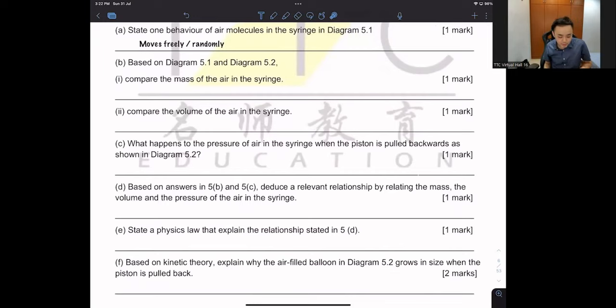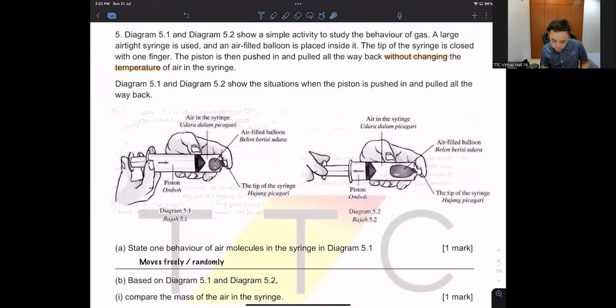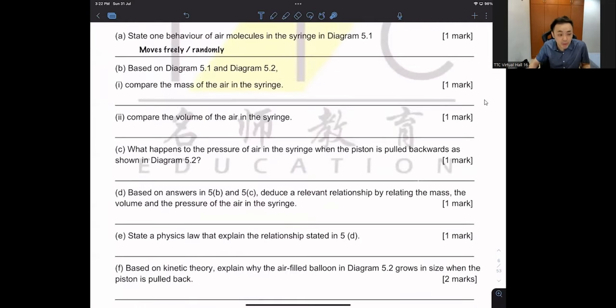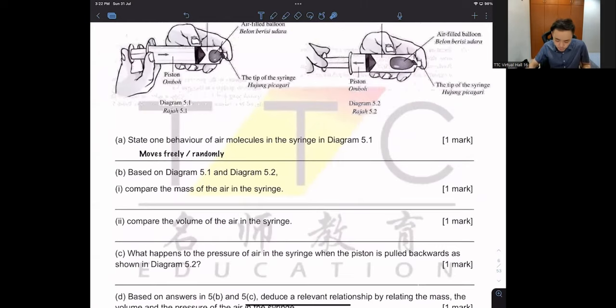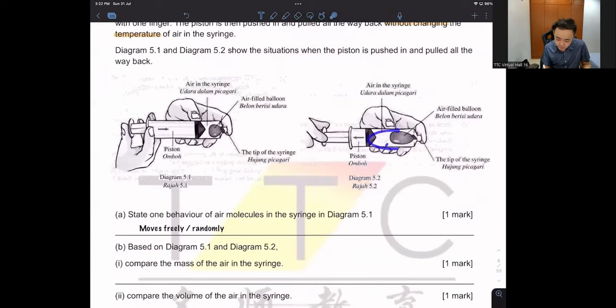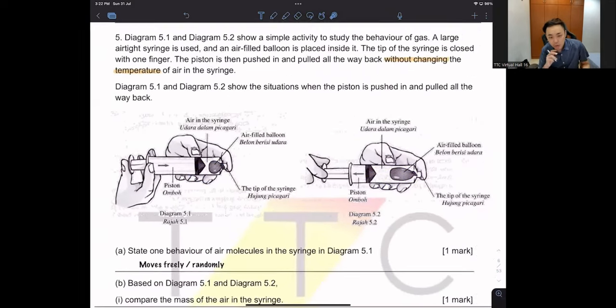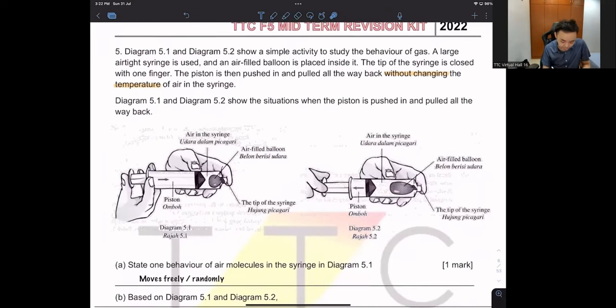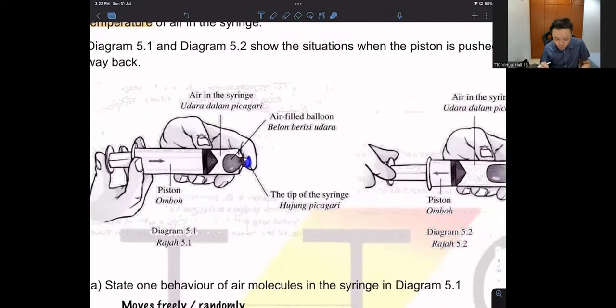Now, compare the mass of air in the syringe. What is the difference between the mass of air in 5.1 and 5.2? It's the same syringe anyway. Some people will have this misunderstanding and say 5.2 has more mass than 5.1. Is it true? It's actually not. Do you know why? Because you see the finger here, closing it up. So what's the point of closing it?